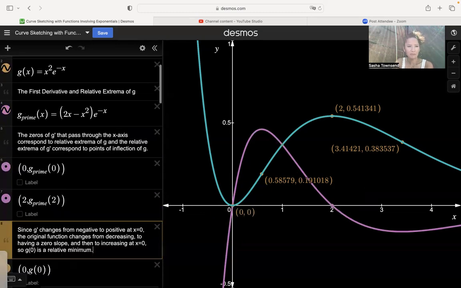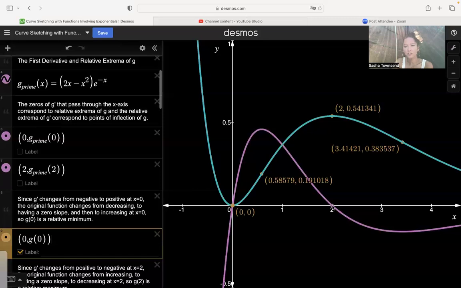And then at x equals 2, the first derivative goes from positive to 0 to negative. And when the first derivative is positive, the original function is increasing. So we see the teal function is increasing. And when the first derivative is negative, that means the original function is decreasing. So the original function goes from increasing, having a 0 slope, to decreasing. So at 2, the original function has a relative maximum.